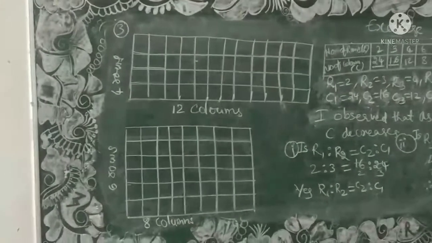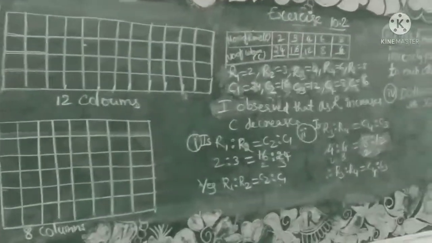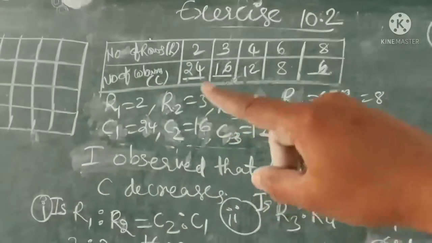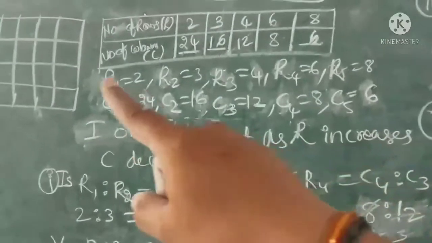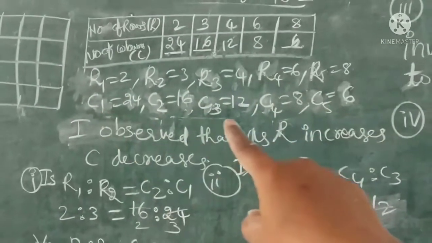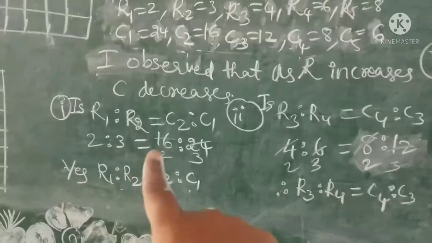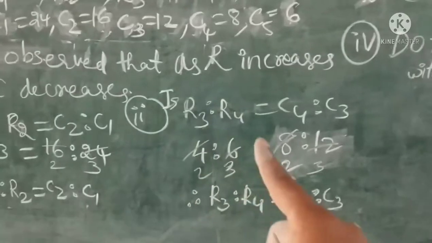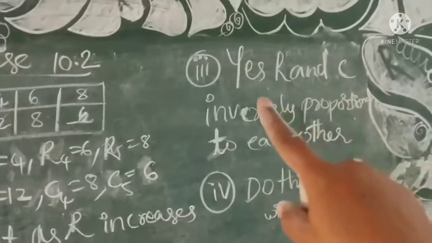Third question. 48 squares: here 12 columns, 4 rows; 8 columns, 6 rows. The table is given here. As we know, to get 48 we have to multiply; we fill in the table accordingly. R1, R2, R3 values, C1, C2, C3, C4 values. First question: as R increases, C decreases. R1 is to R2, C2 is to C1. If we check, we get that both are equal. The ratios are equal. Here R3 is to R4, C4 is to C3. They are both equal. Therefore, R and C are inversely proportional.